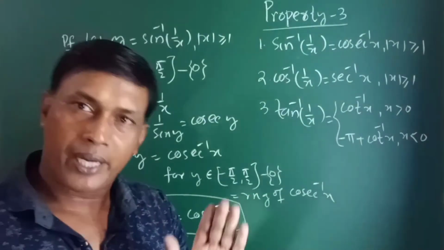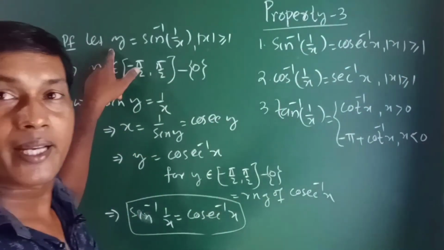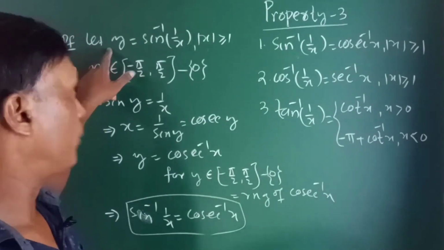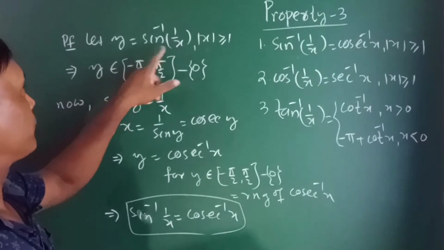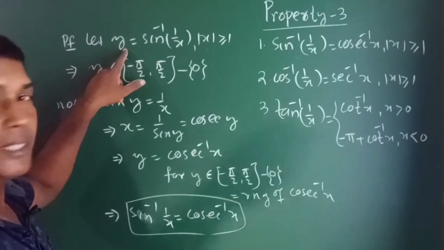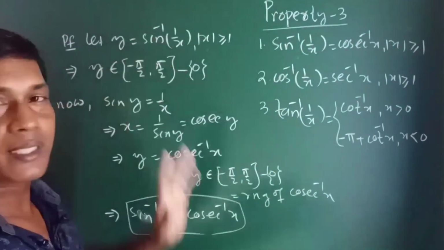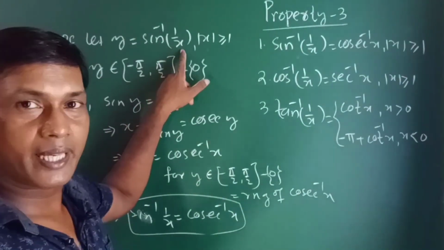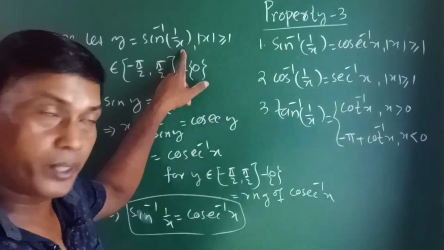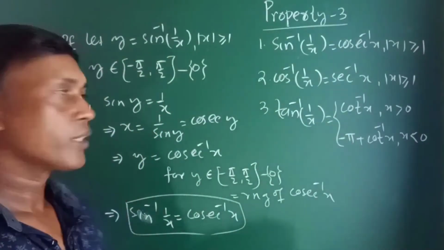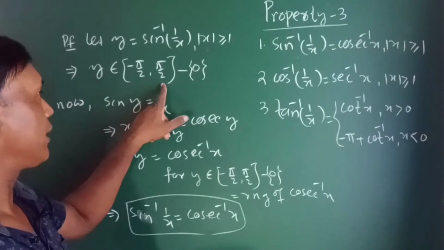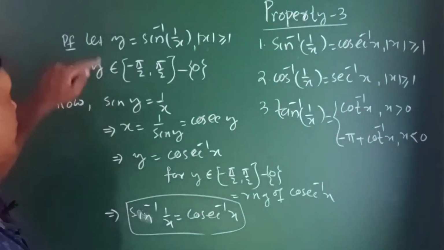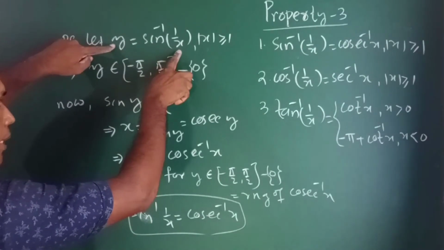There is no value of x for which y can be 0. Look here. If y is 0, then x does not exist. So there is no such value of x for which y will be 0. So y lies in this interval except 0. So what happens if y is equal to sin inverse 1 by x?